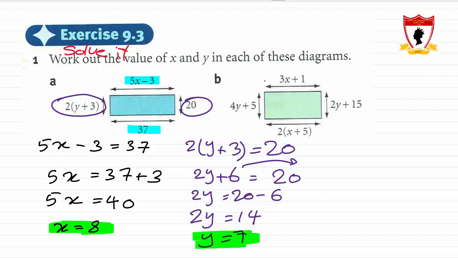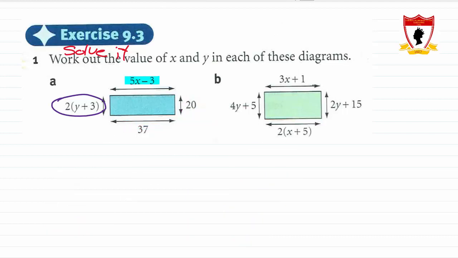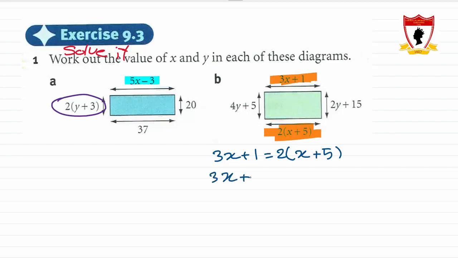Similarly, we can solve part B. To do so, here we have this equation is equal to this one. 3(x + 1) is equal to 2(x + 5). As I told you, whenever you see brackets, expand it first. So we just copy the side as it is, 3x + 3 equal to 2x plus 10.